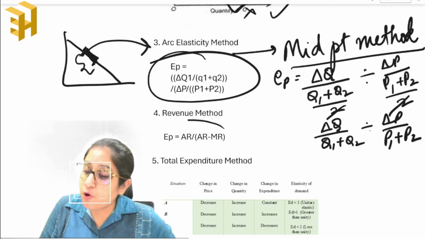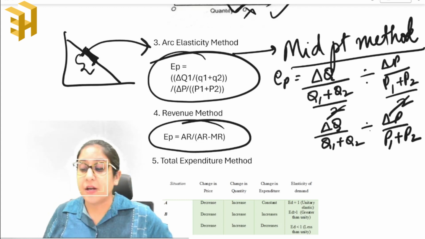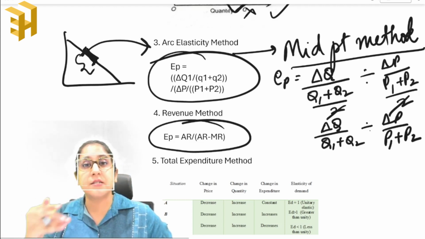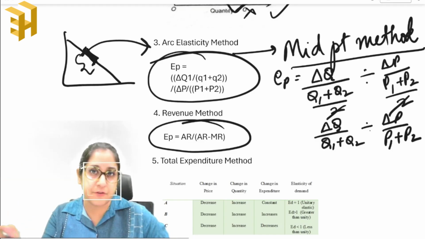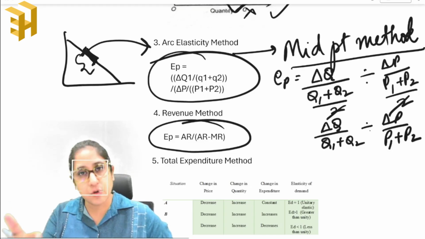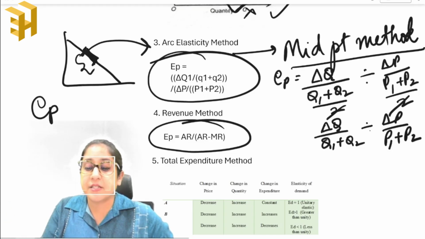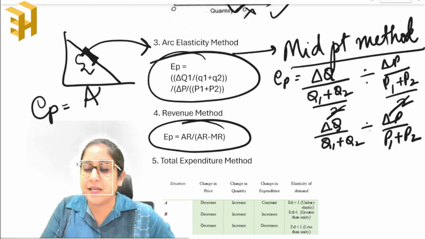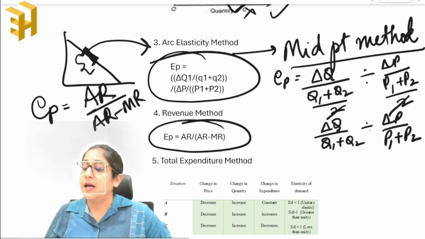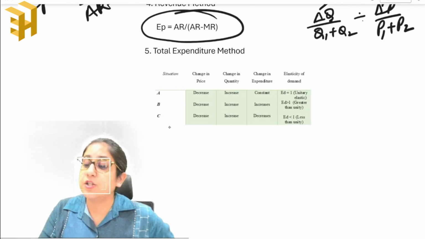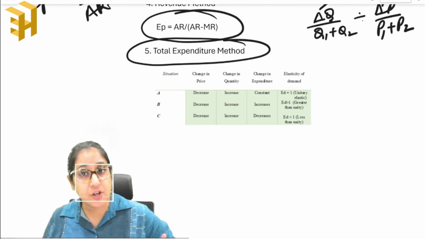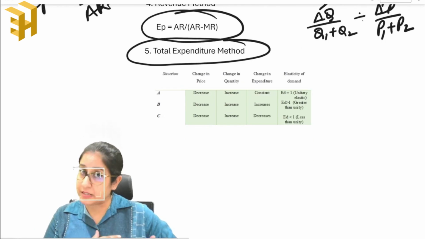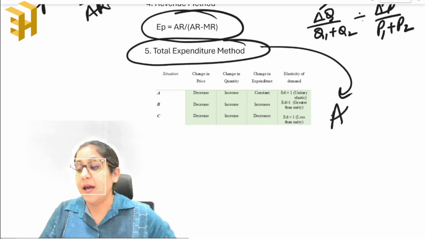Okay, and the fourth method is your revenue method. Now what is the revenue method? We'll discuss that in the case of your market structures. Basically it is more relevant in your monopoly kind of a market structure, but still you should know the formula. Revenue method states that price elasticity is AR upon AR minus MR. Okay, the last method, that is your total expenditure method, means how much your expenditure is changing with a change in price, and this was given by Alfred Marshall.